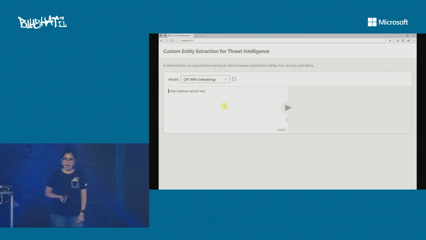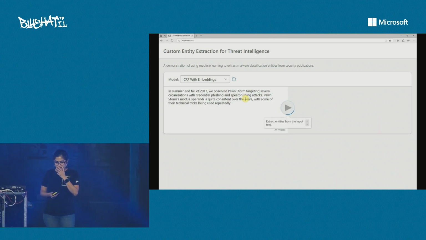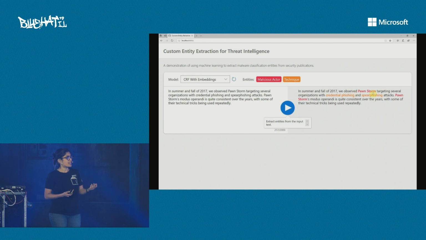So this is just a toy web application that was created. I'll be entering text into the text box, blobs of text from other white papers and stuff, and we'll see when I run the model on it, the entities get extracted. All right. So here we can see that PawnStorm, which is also, I think, an alias for APT28, the algorithm correctly identified all instances of the actor as well as the techniques that it's using.